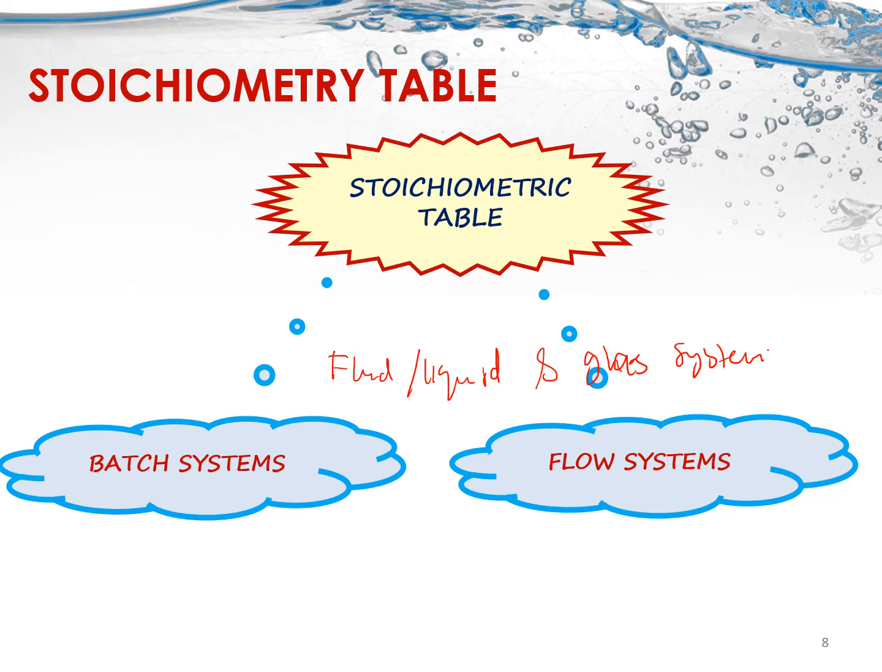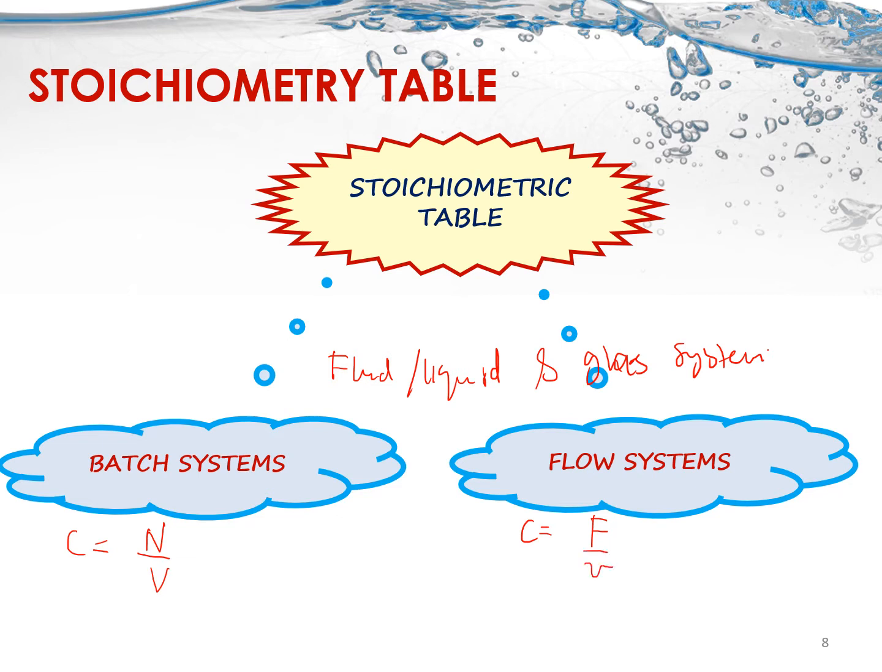Okay, so for example, in a batch system we are looking at the number of moles, and for the flow system we have the molar flow, in moles per second. So basically what we need to get is the concentration, which is C. We get the concentration by dividing N by V, the volume, and for the flow system by dividing F by the volumetric flow rate.